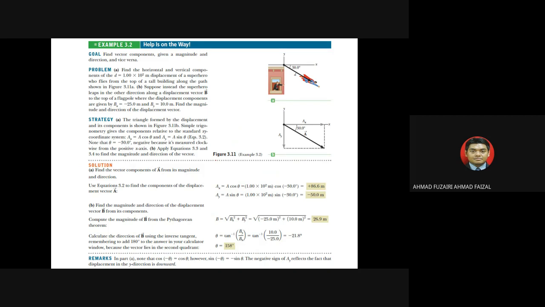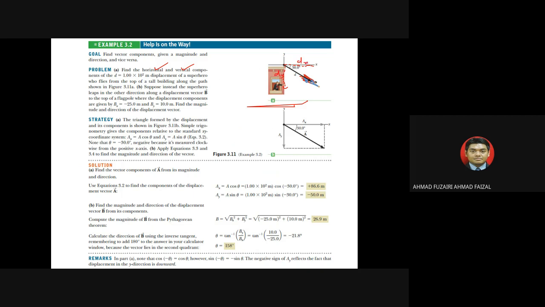Okay, so this one is the example of the Superman. Find the horizontal and vertical components. Look at the question. In part A, find or calculate the horizontal and vertical components of D, which is the 100 meters displacement of a superhero who flies from the top of a tall building along the path shown in figure 3.11a here. So D is 100 meters, so this should be the component of x. And where is the component of y? Here. This should be the dx, and this should be the dy.